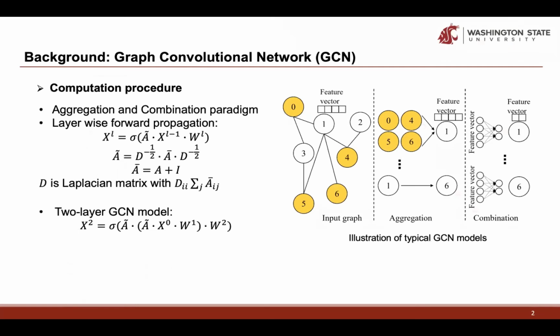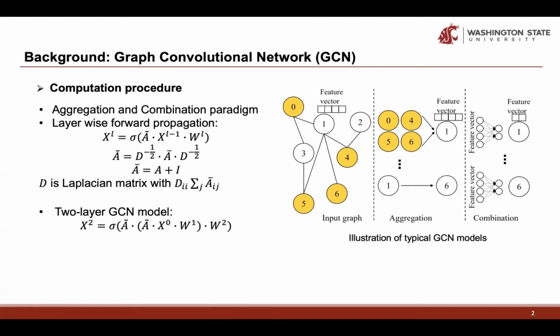Then I will talk about the background of graph convolutional networks. GCNs are composed of stacked graph convolutional layers. Each GCN layer follows the aggregation and combination paradigm. In particular, the layer-wise forward propagation of GCN can be abstracted as this equation. So it is A dot X dot W.